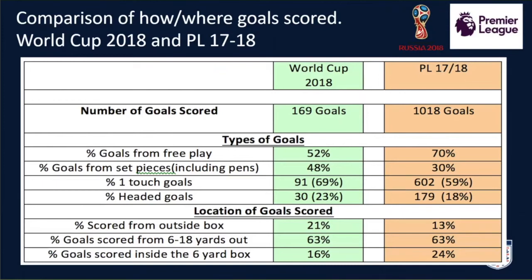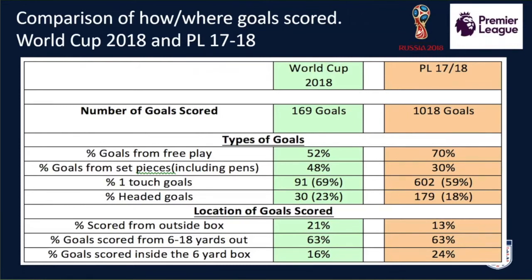Correct. So the goals scored from inside the box is over 80%. Well, around 80% in both instances. This is what I'm alluding to at the moment: there's probably a fixed mindset in our minds that when we practice shooting, it's zones eights and nines. But actually, when you look at the stats, if we're doing that, we're missing out on practicing where most goals are scored.